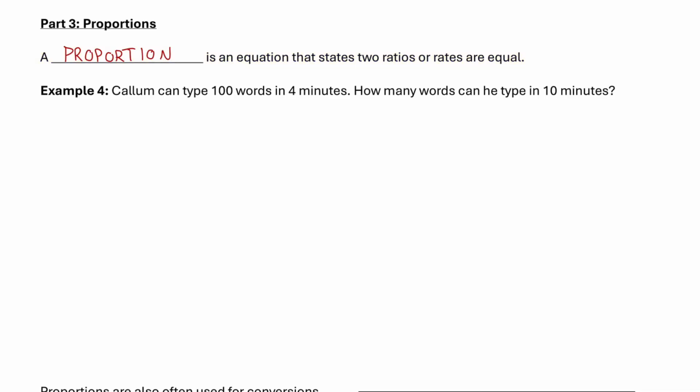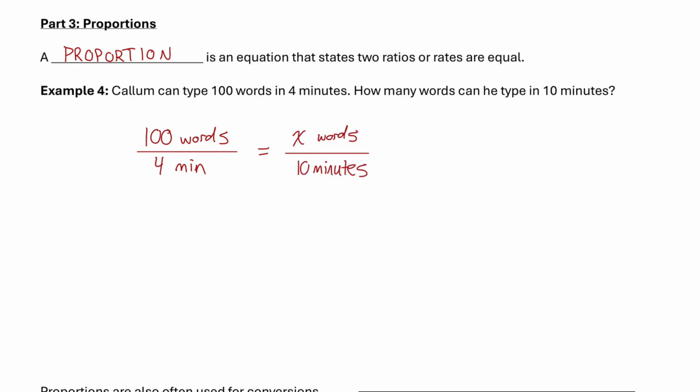So for example 4, it says that Callum can type 100 words in 4 minutes. How many words can he type in 10 minutes? So let me set up two rates that are equal to each other to help me solve this problem. I know he types at a rate of 100 words in 4 minutes, so I'll write that as a rate. And I'm interested in how many words he can type in 10 minutes. So I'll set this equal to a rate where I don't know the number of words, so I'll call it x. I'll say x words in 10 minutes.